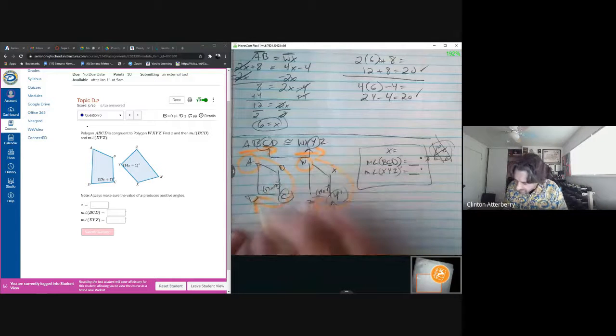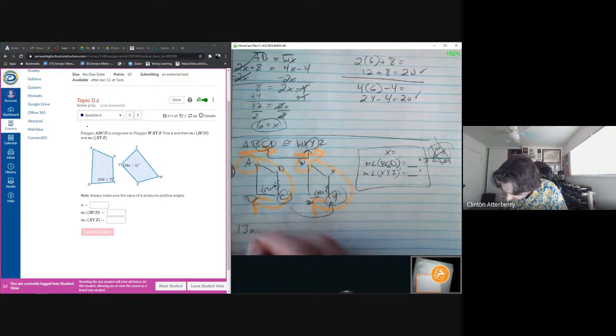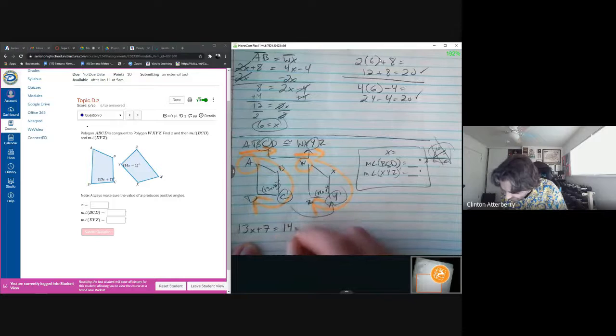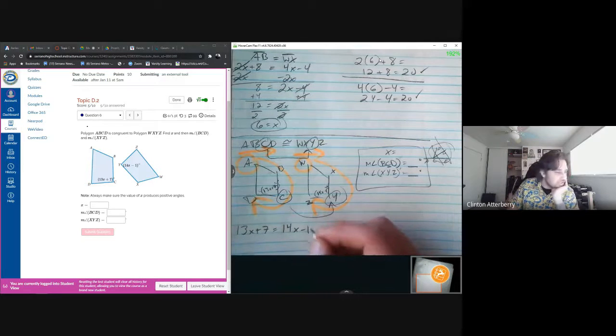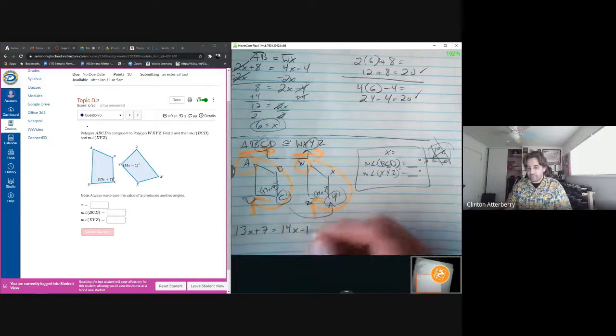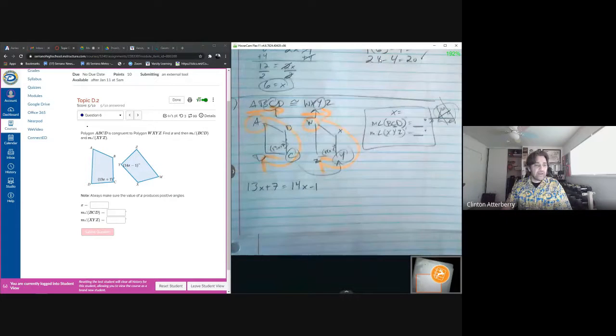So I'm going to go ahead and say 13x plus 7 is going to equal 14x minus 1. So let's double check. 13x plus 7. Yep, 14x minus 1. Perfect. Okay.